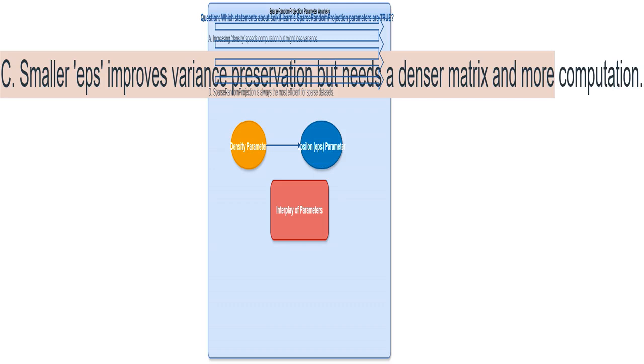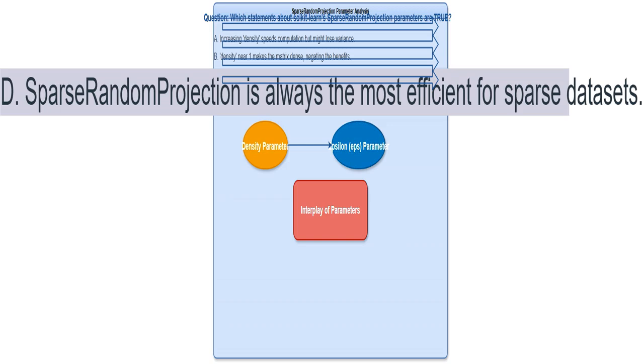A higher density means more non-zero values, leading to faster computation. However, it also means losing some of the sparsity that makes SparseRandomProjection so efficient for sparse datasets. The epsilon EPS parameter dictates the accuracy of the dimensionality reduction process. A smaller EPS value targets higher accuracy, better variance preservation, but this comes at the cost of increased computation in a denser projection matrix. It's a trade-off between accuracy and efficiency.